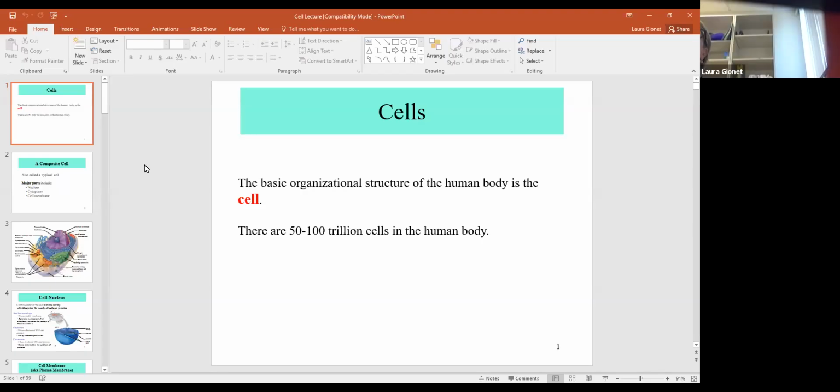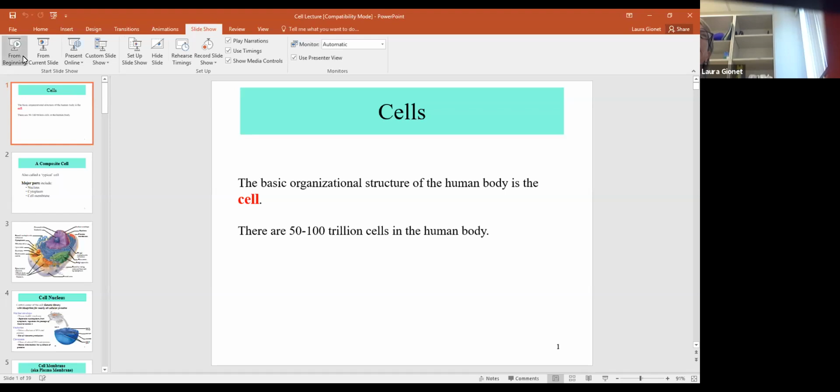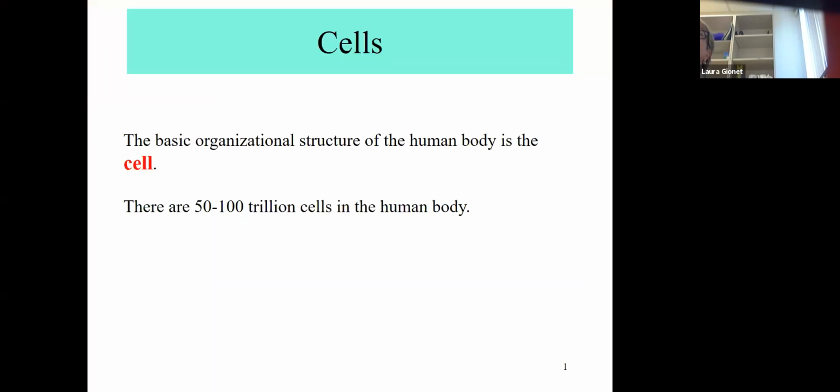Okay, so this week's chapter, or today's chapter, is the cells. Let me put it in slideshow mode. Okay, let's put this up here.